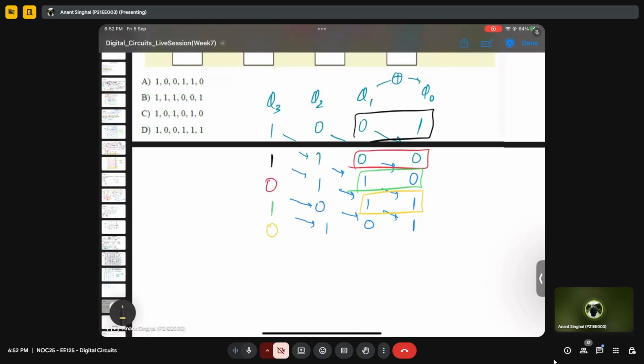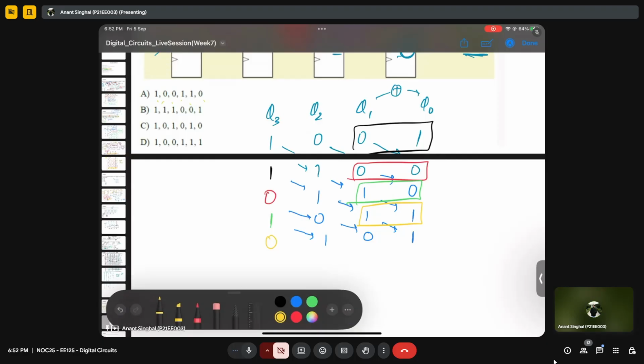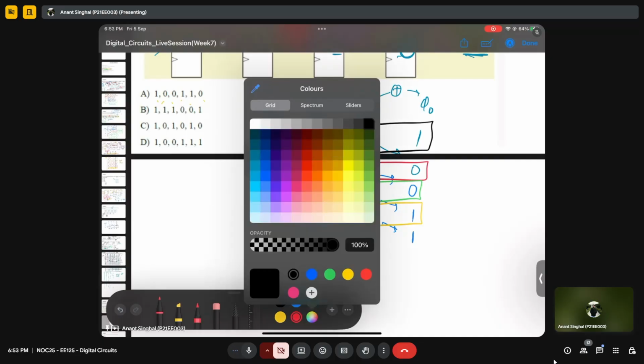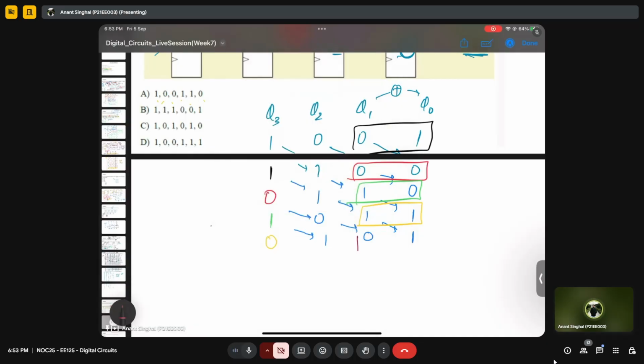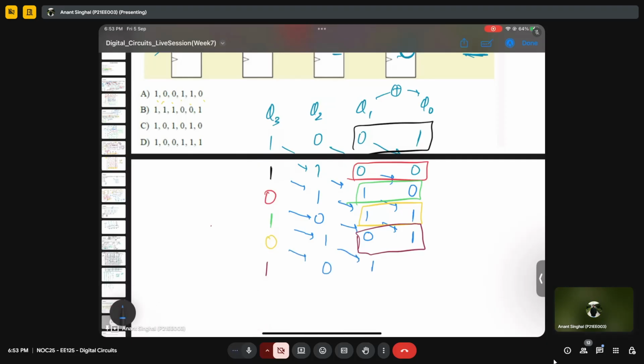I don't know if I need further, maybe yes. So 1, 2, 3, 4, 5, 6. I need at least 6. What is the color that is remaining? So the XOR of these two will come here, and the same thing, 0, 1, 0.